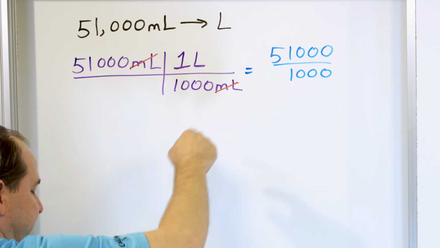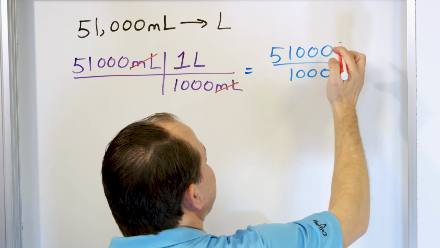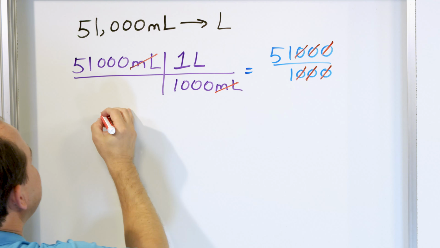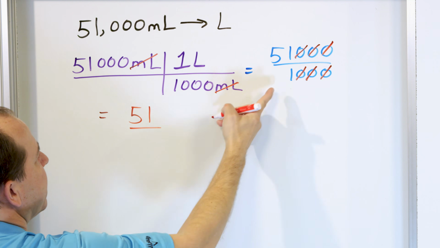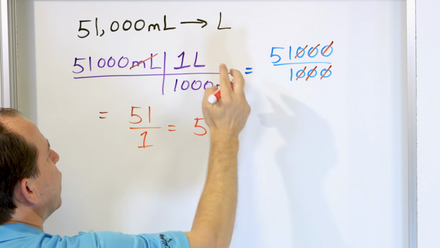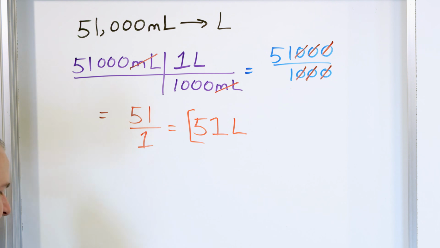And now I have to do this division. But I have a lot of trailing zeros. This cancels, and this cancels, and this cancels. And all I really have on the top is 51, and on the bottom, I just have a 1. And so that's divided by 1, so it's 51, what? Liters. And the answer is 51 liters. And that's the final answer.